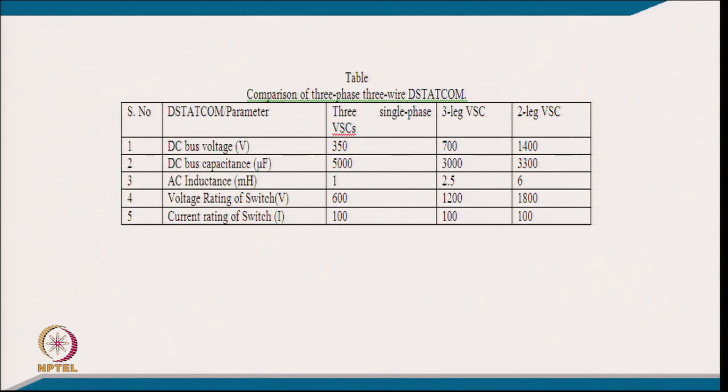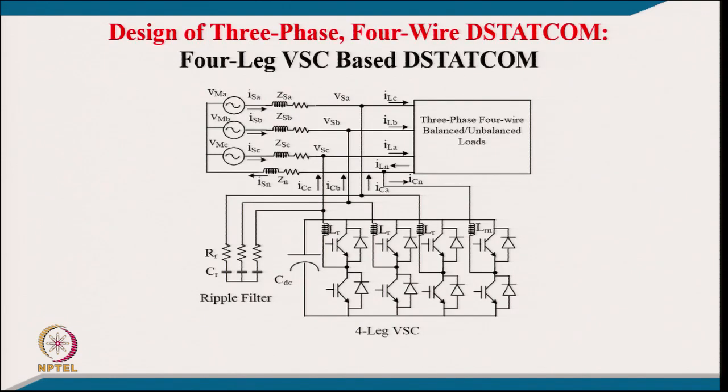And the DC bus capacitance we already calculated. For being a lower voltage in 3 single phase, the capacitor value comes like 5000 microfarad, and here it comes 3000 in 3 leg VSC and 3300 in 2 leg. The interfacing inductance in single phase comes in millihenry: it can be 2.5 millihenry for 3 leg VSC and 6 millihenry for 2 leg VSC. The voltage rating of the switch for single phase comes only 600 volt, 1200 volt for the case of 3 leg, and for 2 leg it comes 1800. The current rating of the switch is 100 ampere, typically for all the ratings.